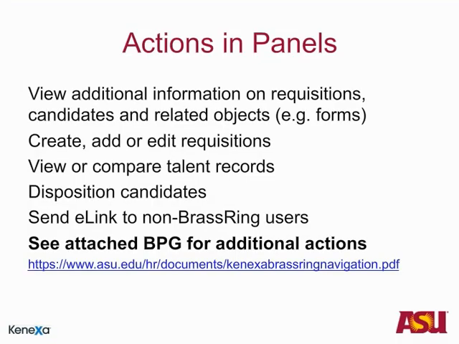To summarize, you can take many different actions and view or access a variety of information using the panels. You can do things such as view additional information on requisitions, candidates, and related objects such as forms, create, edit, or cancel requisitions, view or compare talent records of multiple candidates, disposition candidates through the HR status, send an e-link to non-BrassRing users. This will be covered in more detail toward the end of the presentation. Please see the attached business process guide for additional information.